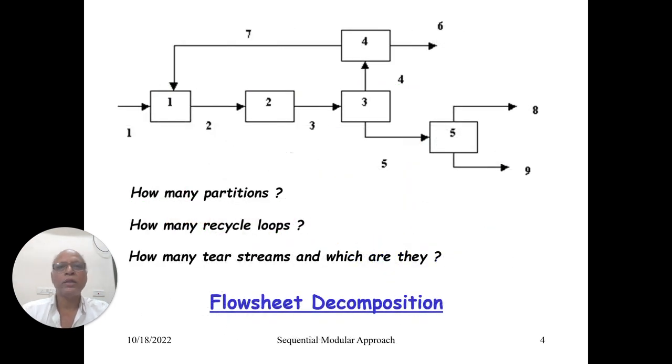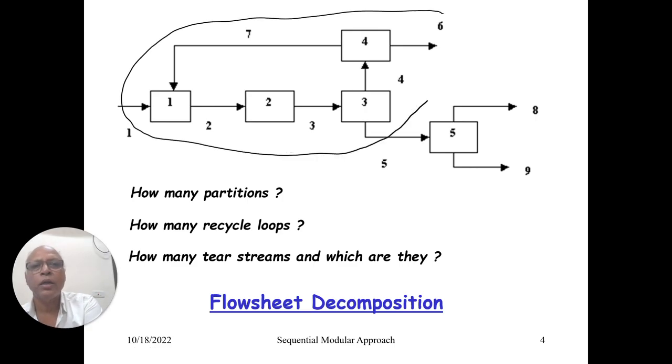If you look at this problem, how many partitions, how many recycle loops, how many tear streams, and what are they? These are the typical issues that we have. Maybe in the next session, I'll be addressing some issues to calculate the tear streams. For the time being, I am only concentrating on partitions. Once again, you can see that you will be able to partition this flow sheet into 2, first solving units 1, 2, 3, 4.